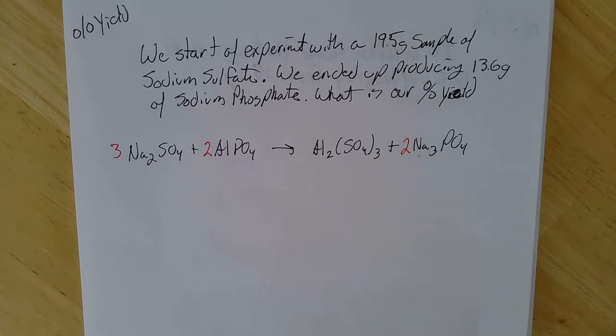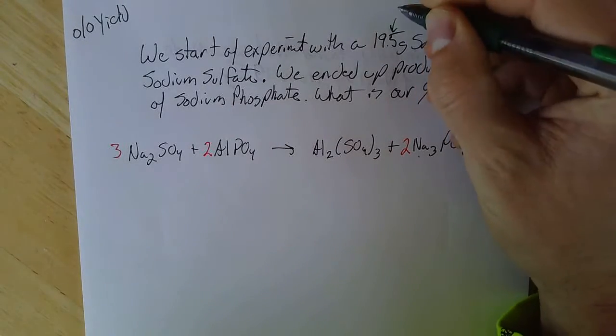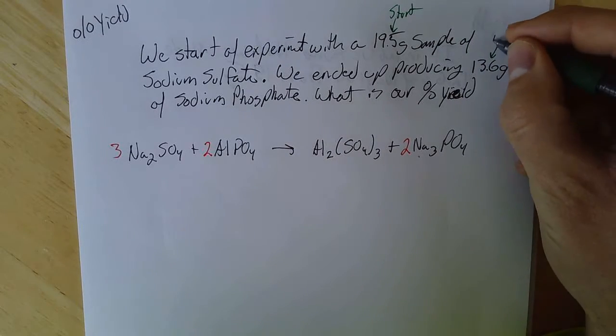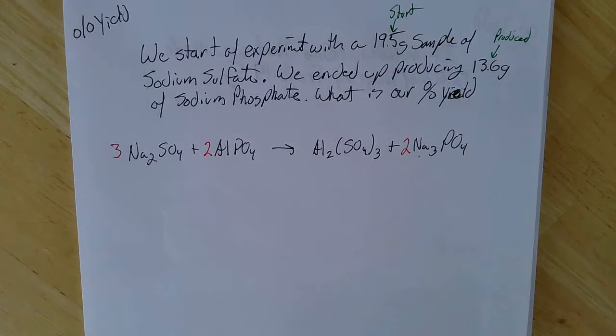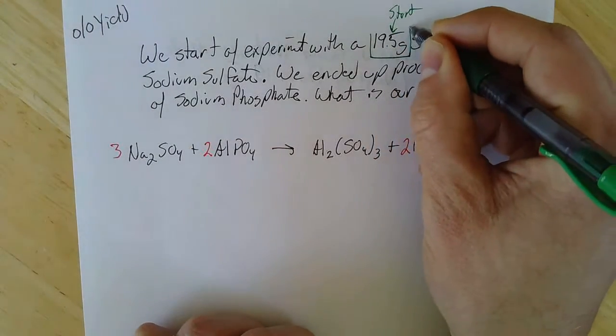All right, so a couple of things. We have two numbers. This is the first time we've ever seen two numbers. We're not going to use two numbers. What we need to realize is this is what we start with, and this is what we produced. Only one of those is going to go into our chemistry. And the one that goes into our chemistry is going to be this guy.